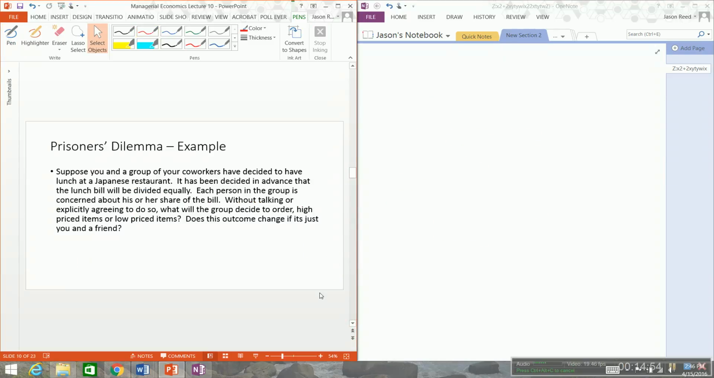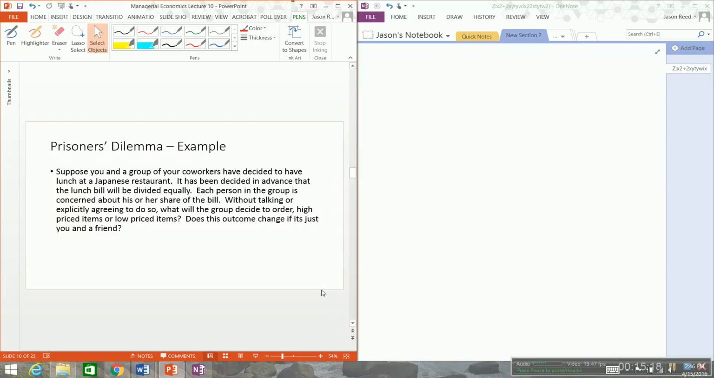Okay, so let's work on a different prisoner's dilemma type problem, as we'll discuss. So suppose you and a group of coworkers have decided to have lunch at a Japanese restaurant. It's been decided in advance that the lunch bill will be divided equally. Each person in the group is concerned about his or her share of the bill. Without talking or explicitly agreeing to do so, what will the group decide to order, high-priced items or low-priced items?